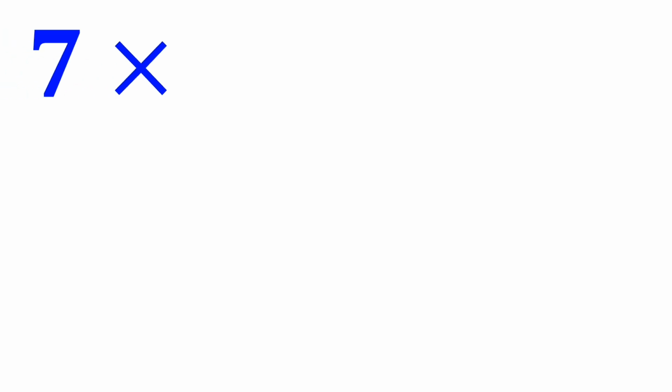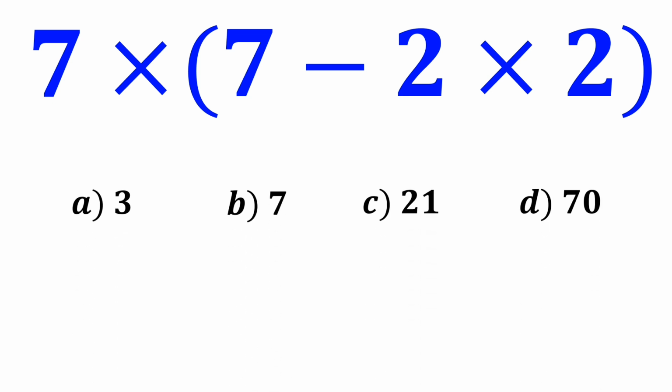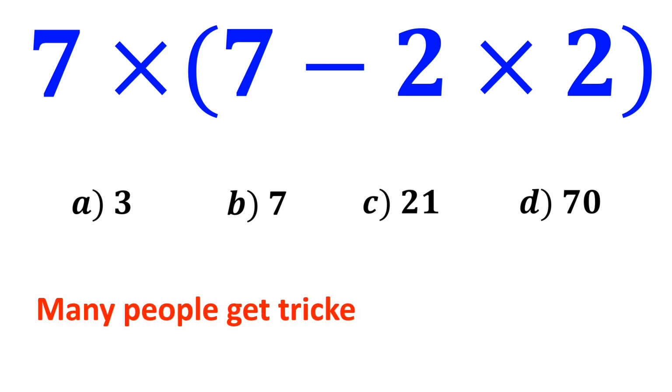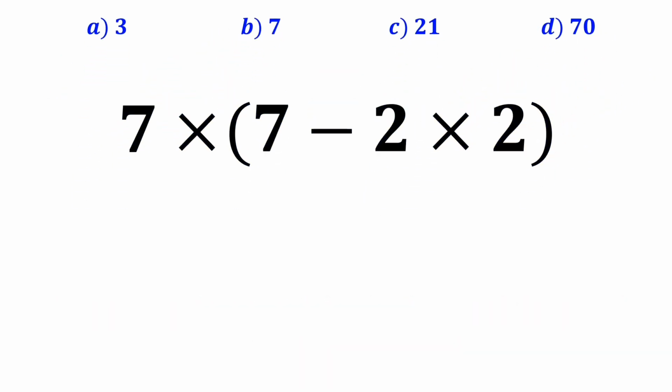What is the value of the expression 7 times (7 minus 2 times 2)? Which option do you think is the correct answer to this question? Many people get tricked when solving such a simple question. Let's dive in and crush it together.